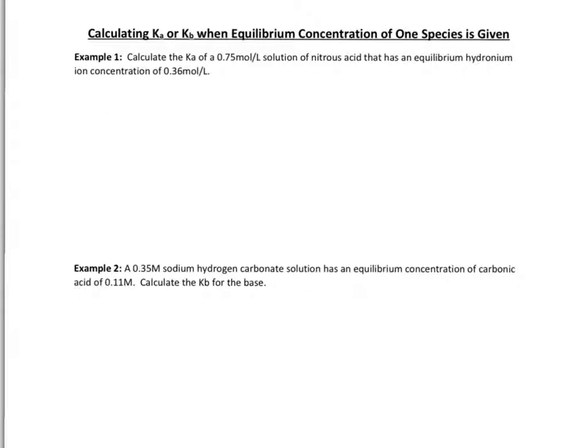This example is asking us to calculate something about nitrous acid. You will notice that they did not give us the formula for nitrous acid. If you do not remember what nitrous acid is, it's okay. Go to your acids and bases strengths table and find nitrous acid in the list. The formula is next to it, and it is HNO2.